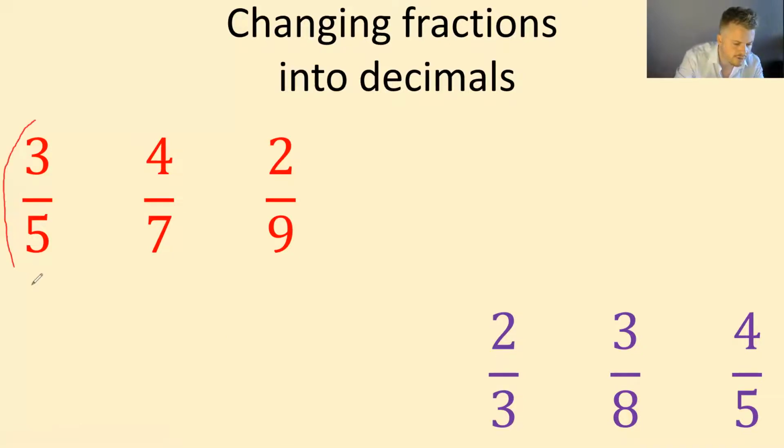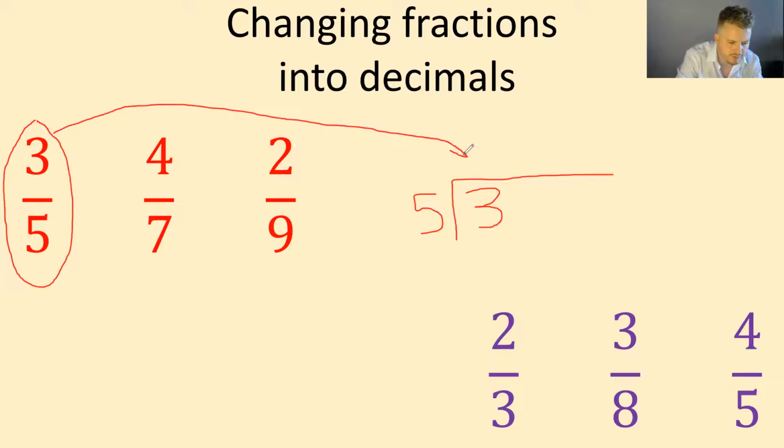So if we've got the fraction 3/5, remember, we need to divide the top number, the numerator, by the bottom number, the denominator. And the way we do that is we draw our bus stop. Inside, we put our numerator, and on the outside, we put our denominator. So you can see the relationship that exists between this fraction and this working out, yeah? We've got the top number inside the bus stop and the bottom number on the outside.